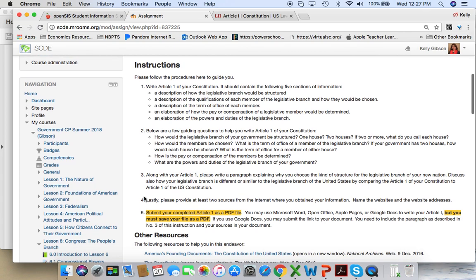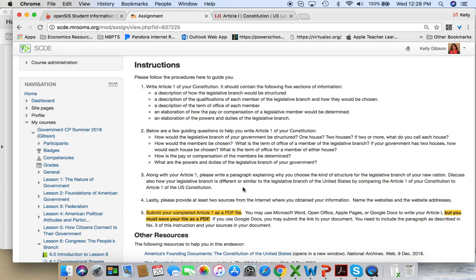Then the next part, along with your Article 1, you need to write a paragraph explaining why you chose the structure you did and how your legislature is similar or different to the United States, and compare it to the Article 1 of our Constitution and your Constitution. So there's two distinct parts you need to have in this paragraph. You need to have why you did what you did and how it is similar or different to the United States. And again, remember, a paragraph is a minimum of 7 to 10 sentences.